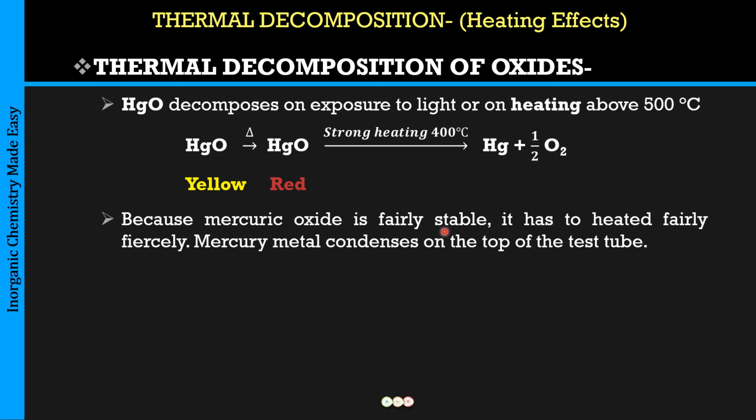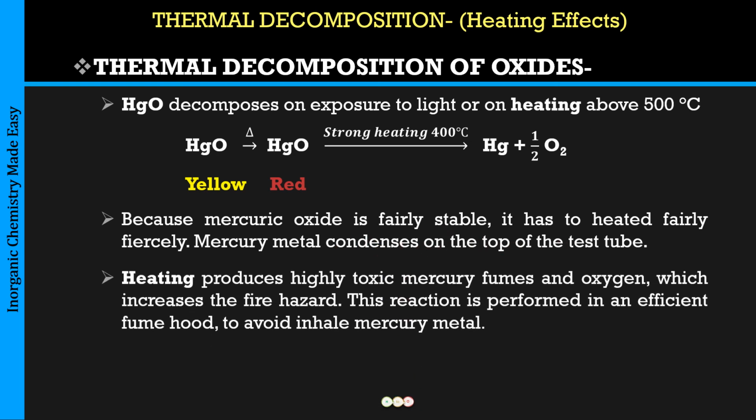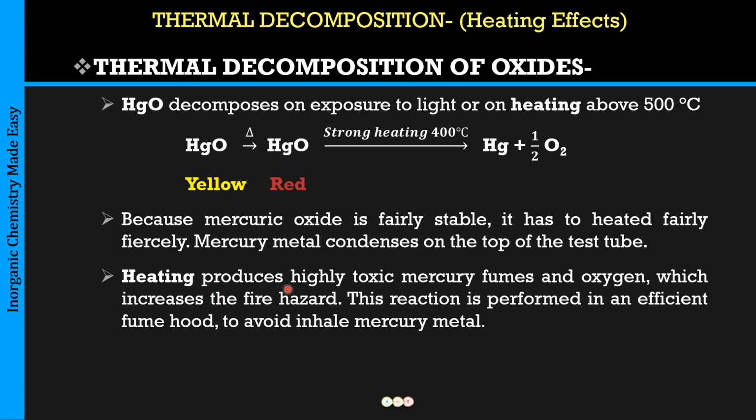We have to heat it at a higher temperature so that we can get mercury metal, and the mercury metal which will be obtained will condense on the top of the test tube. Heating this is therefore going to produce highly toxic mercury fumes and oxygen, which increases the fire hazard. So this reaction is performed in an efficient fume hood to avoid the inhalation of mercury. This is a precaution related to it as far as the qualitative analysis is concerned.